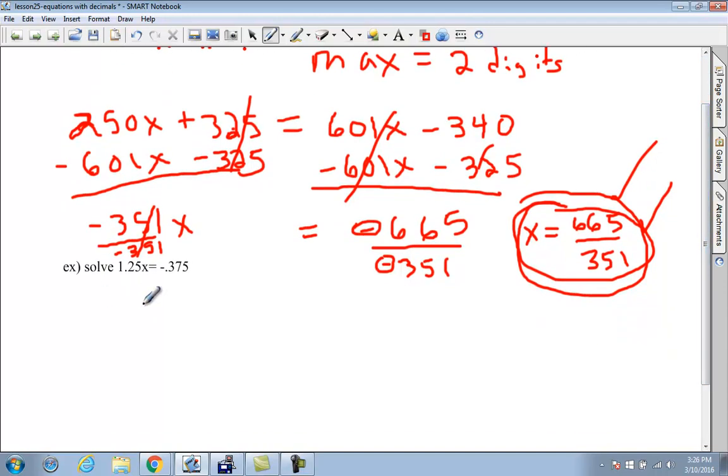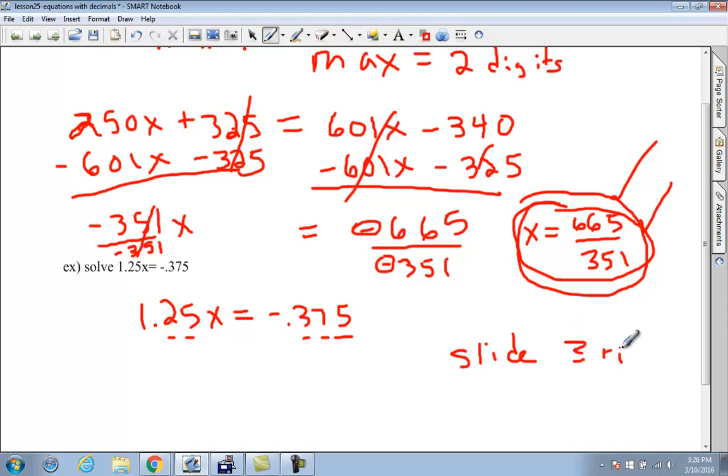Again, here with this one, I have 1.25x equals negative 0.375. And like I said, if I want to legally dodge the decimals, 2 behind the decimal, 3 behind the decimal, I'm going to have to slide 3 right. So you'd look for the max amount, slide the decimal 3 to the right. Okay. So then I'll have 1250x equals negative 375.